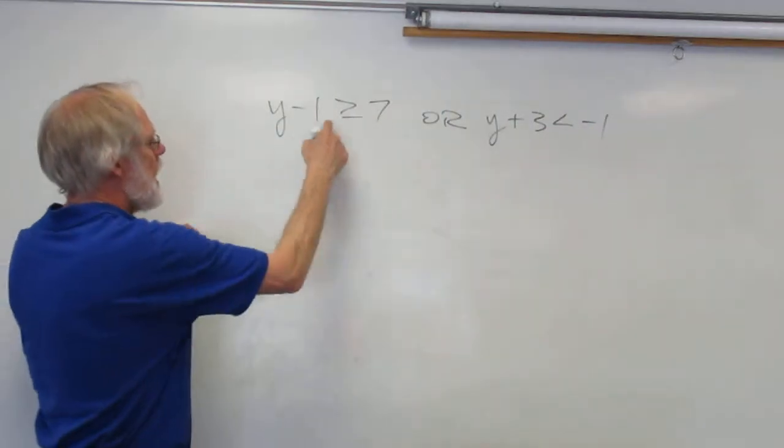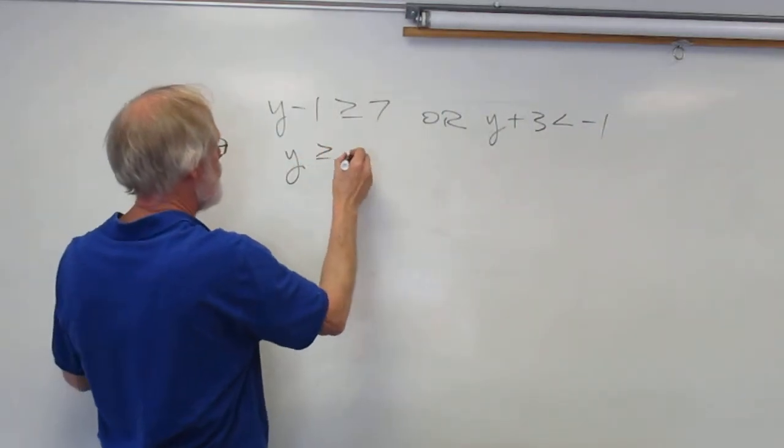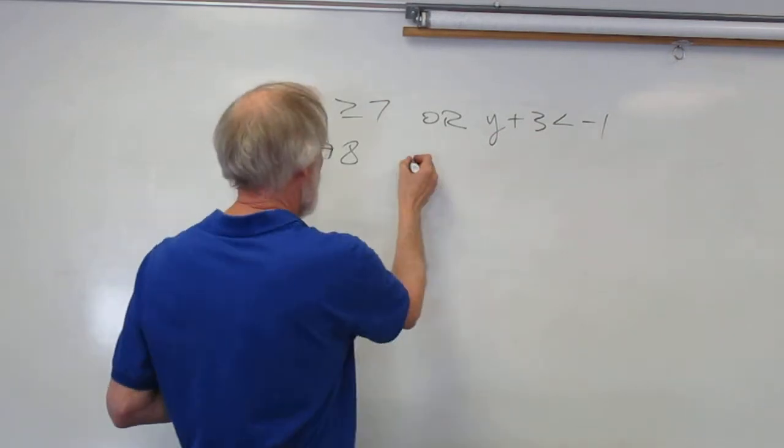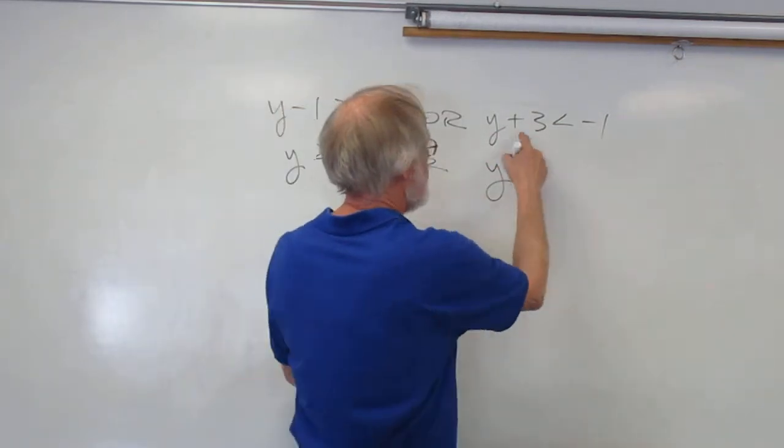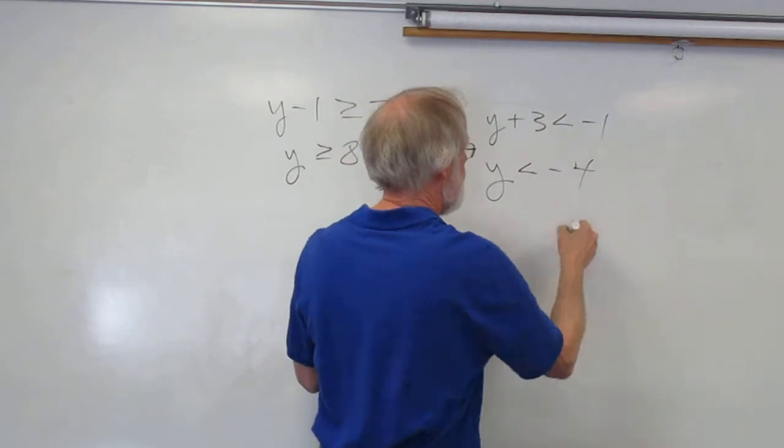All right, add 1 to both sides. We get y is greater than or equal to 8, or y, and I'll subtract 3, is less than negative 4.